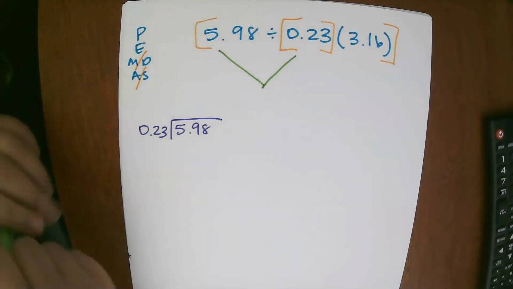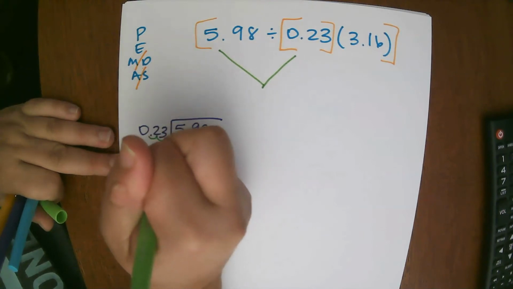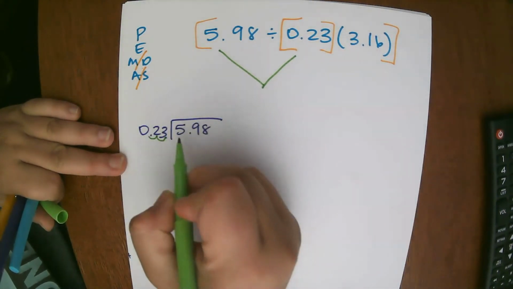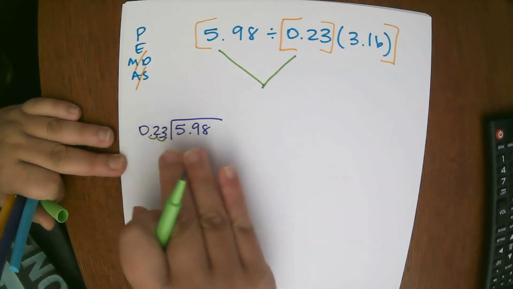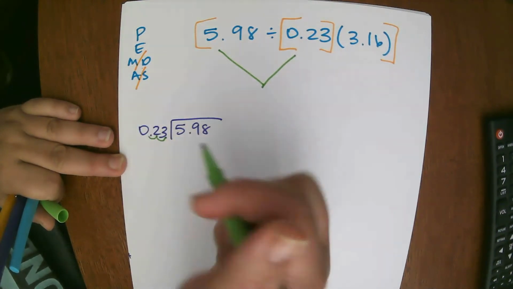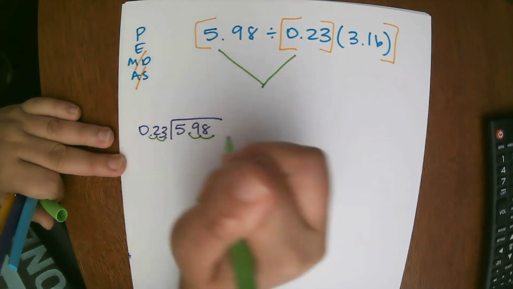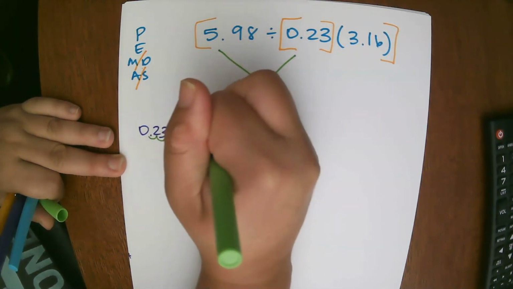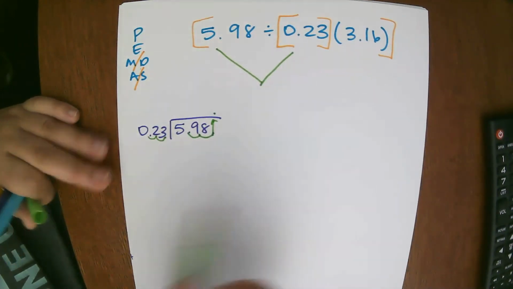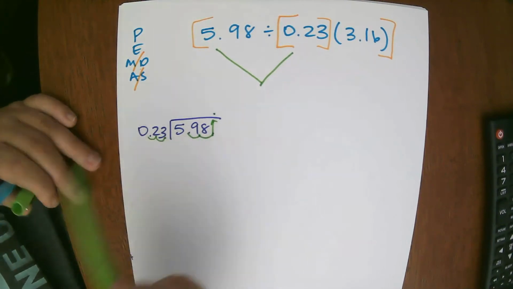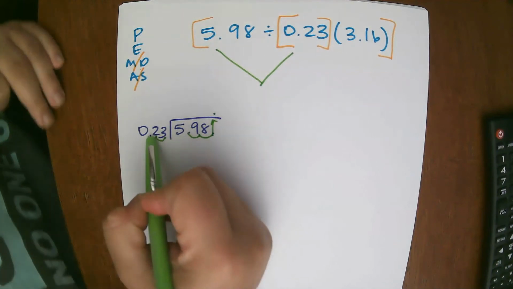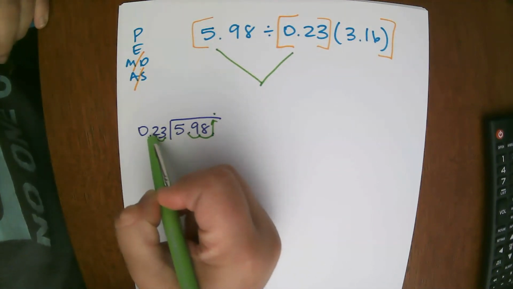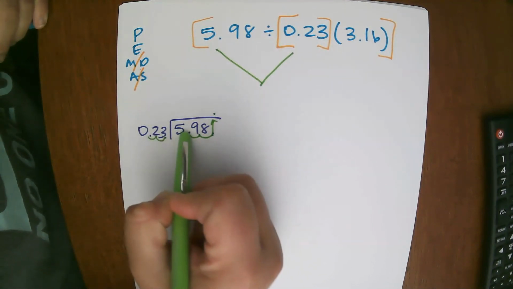Again, now we have to remember all those division rules. I need to get rid of this decimal by moving it. I'm going to move it 2 times. 1, 2. Now it's 23. And I'm going to move this 2 times. Remember, if you move your divisor decimal 2 times, you have to move your dividend decimal 2 times. So 1, 2. I'm going to bring it straight up. Whoop, goes right there. Now it's just 23 into 598.